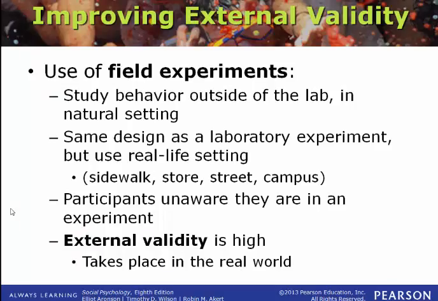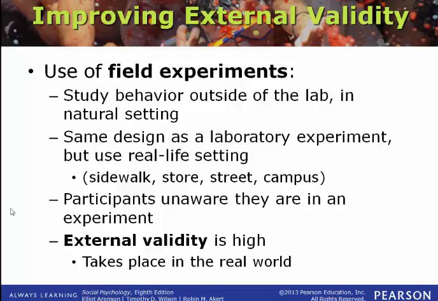Alright, so other ways to improve external validity or improving this generalization. We can use field experiments. A field experiment means that we're doing the study in a natural setting. Inside of the lab, people behave a certain way, and so maybe we should conduct our research outside of the lab. So instead of doing our research in a lab, maybe we do our research out in the real world, like go talk to students on the sidewalk instead of talking to them in the lab.